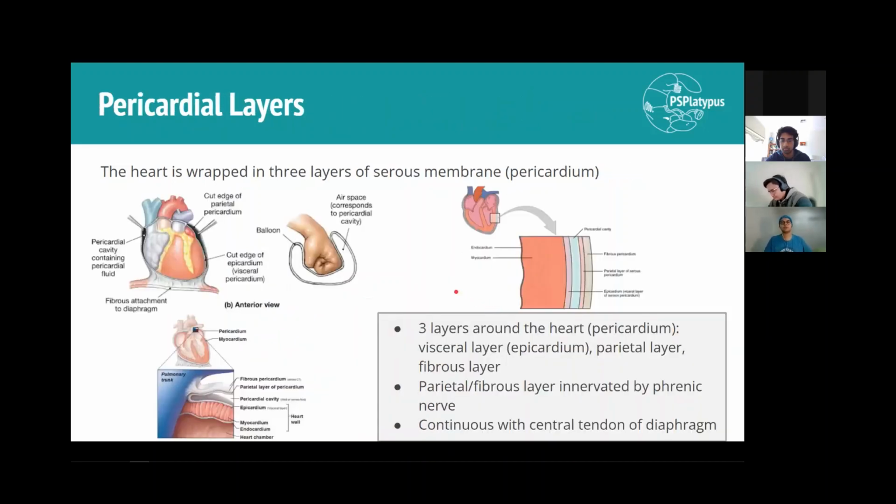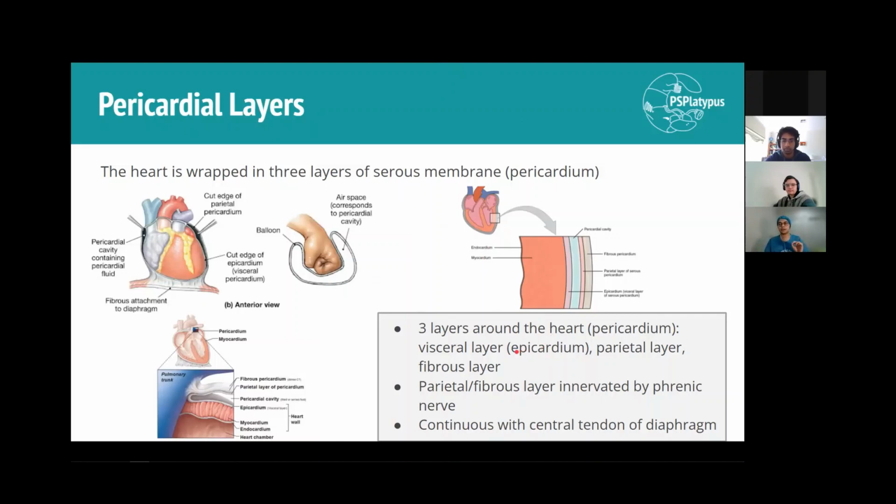Okay, now we probably come to one of the more important aspects as opposed to venous drainage. Pericardial layers are definitely important to remember because they can be very commonly tested on and asked about. So pericardial layers refers to the layers that surround the heart. So the heart is wrapped in 3 layers of serous membrane or pericardium. And we call those 3 layers around the heart pericardium because they are around the heart.